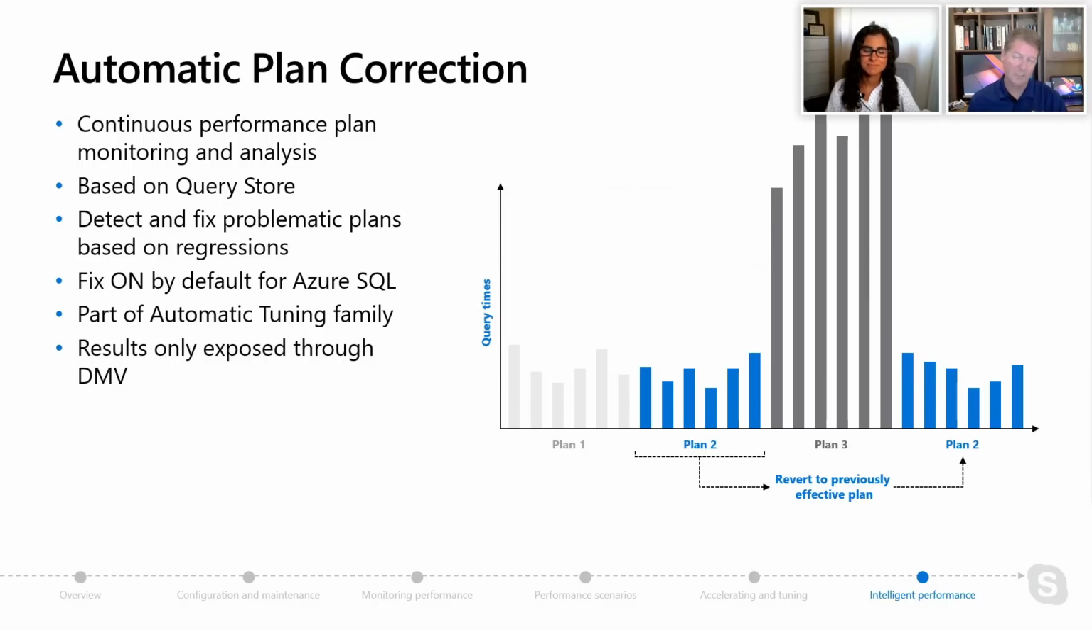Automatic plan correction can use the query store to recommend how to go back to the plan that was fast. Or if you turn it on by default to fix the problem, it'll automatically go back to last known good, back to a previously good plan. That's not in the engine. It is in the engine. It's not in the query processor. It's built into the query store functionality. So if you turn on query store, you get this functionality for free in SQL Server and Azure SQL Database.